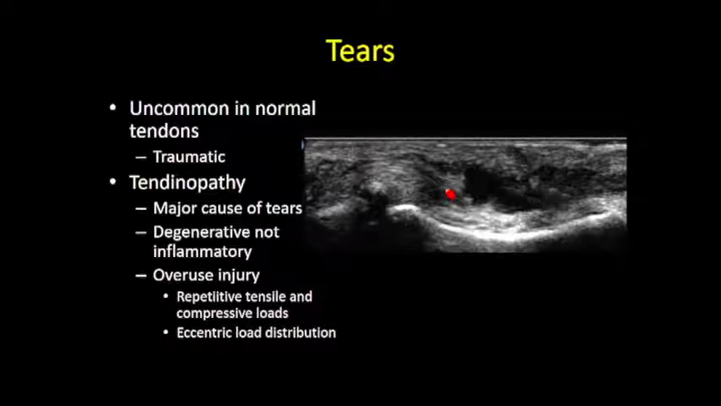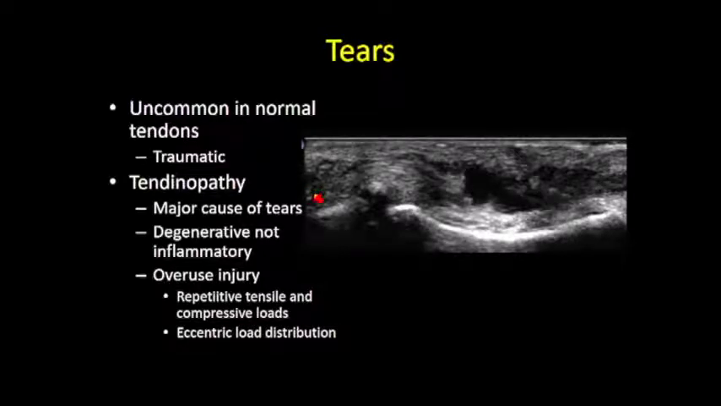So we spoke about tendons being very strong structures, and as a result of that, it's extremely uncommon to have a rupture of any otherwise normal tendon. We do see it occasionally in traumatic incidences, but it's very rare. We generally see tendon tears in the setting of tendinopathy as opposed to tendinitis, which is more of a misnomer. But this is the major cause of tears.